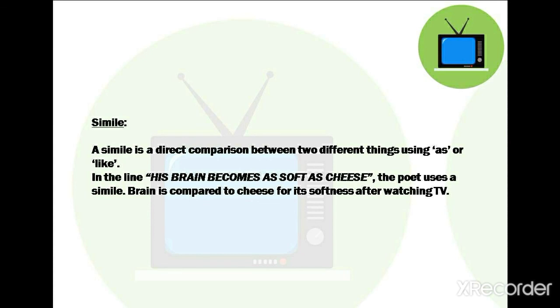Simile. A simile is a direct comparison between two things using as or like. In the line "his brain becomes as soft as cheese," the poet uses a simile. Brain is compared to cheese for its softness after watching TV.